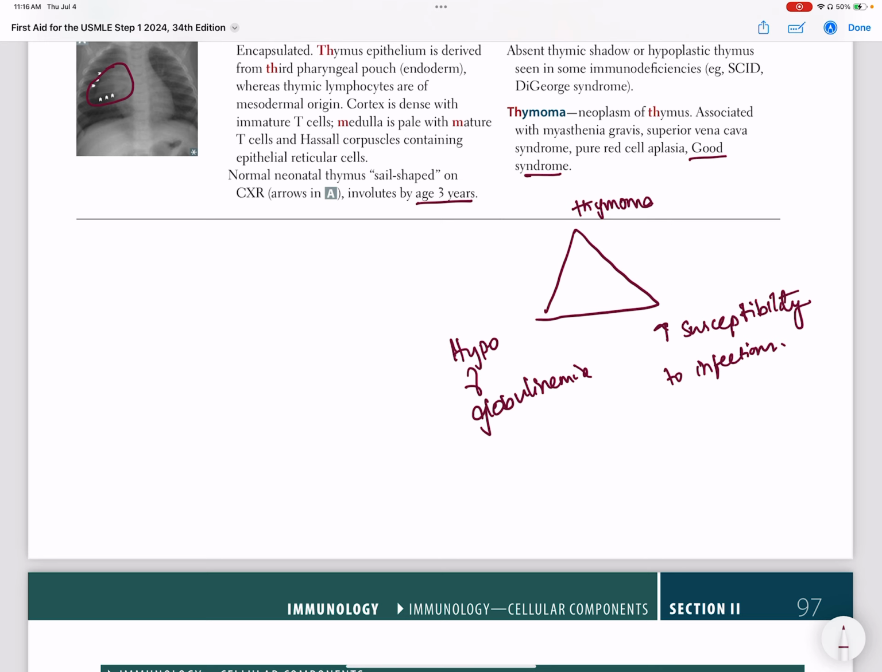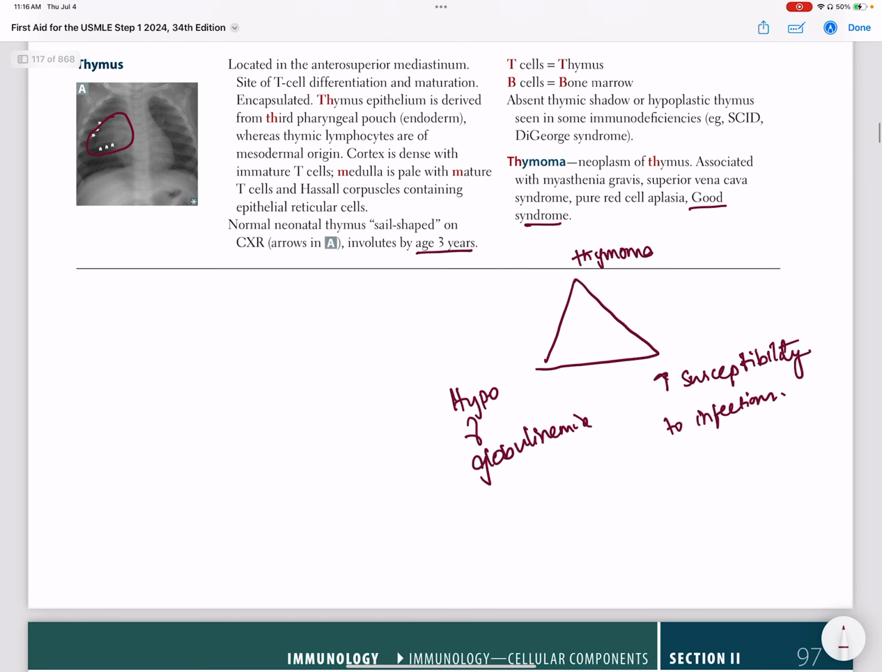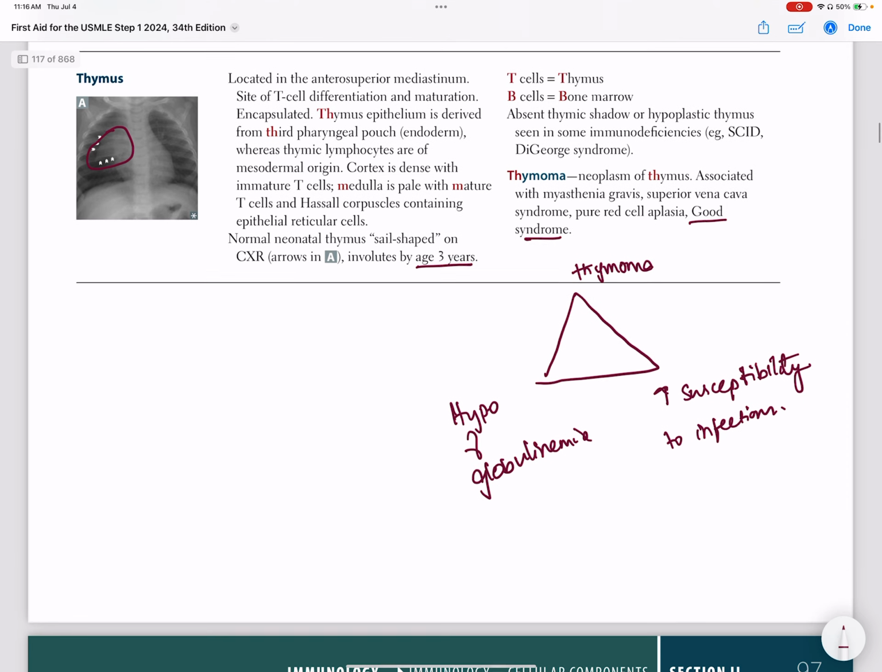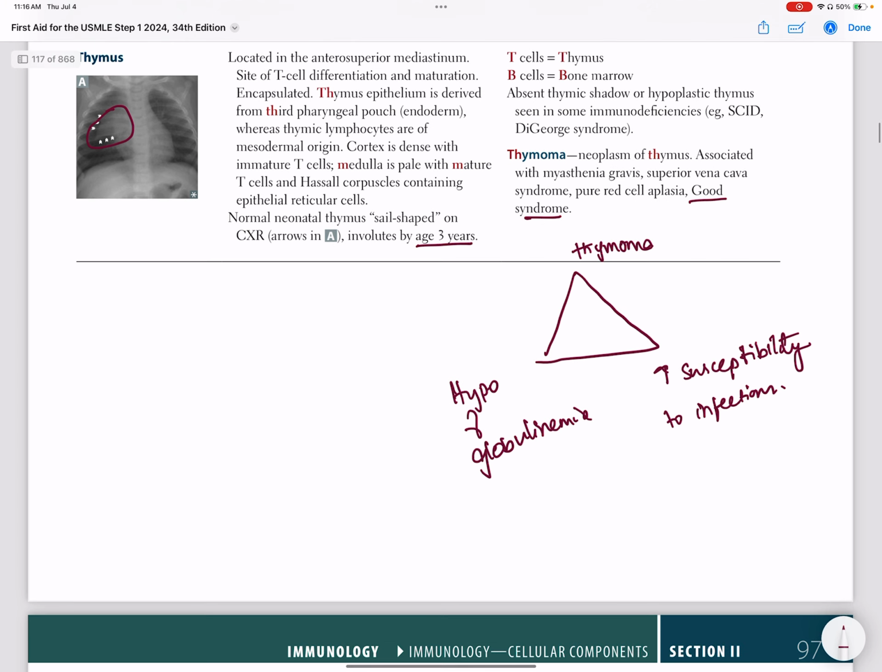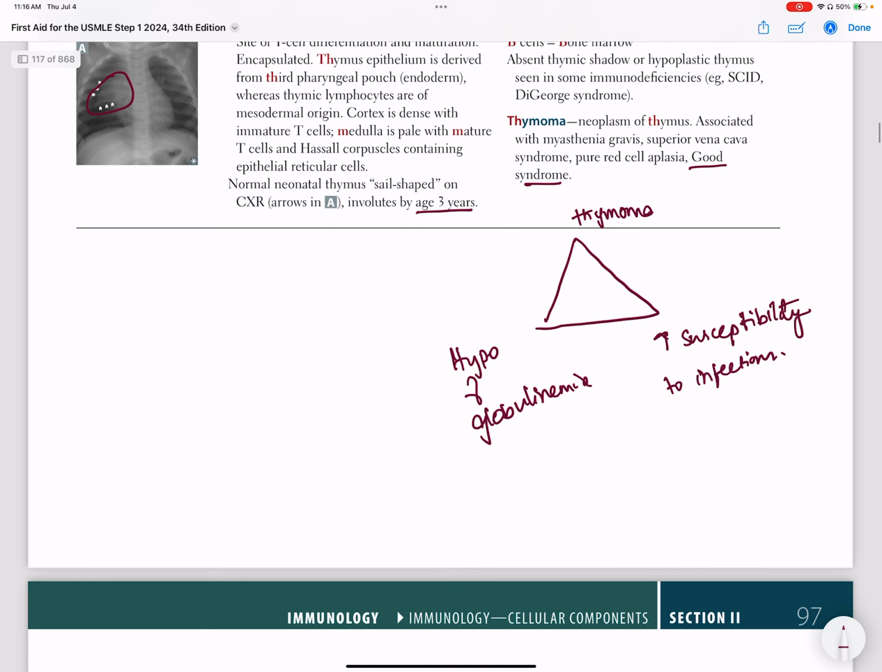Hassall's corpuscles contain epithelial reticular cells. Normal neonatal thymus is sail-shaped on chest X-ray. It involutes by age 3 years. T cells are from the thymus. B cells are from bone marrow. Absent thymic shadow or hypoplastic thymus is seen in some immunodeficiencies like SCID and DiGeorge syndrome.